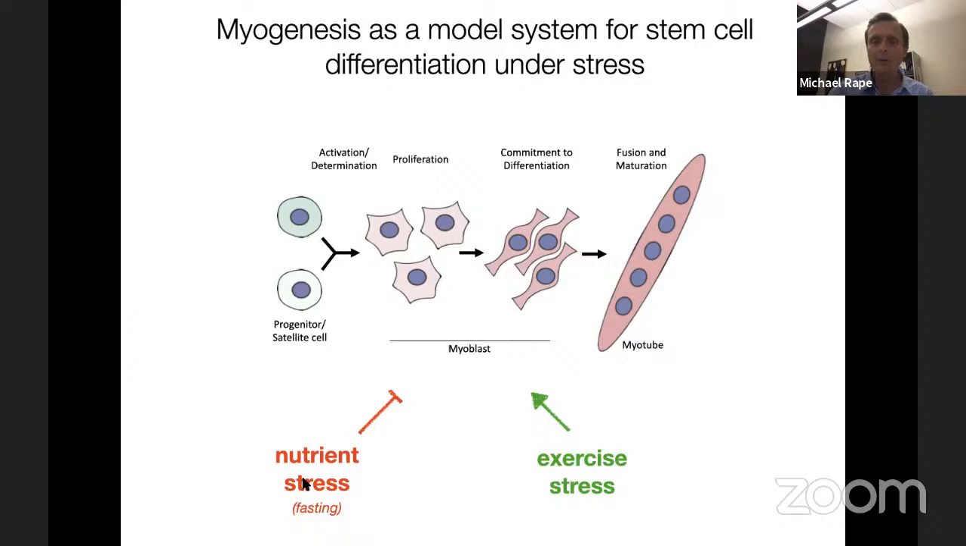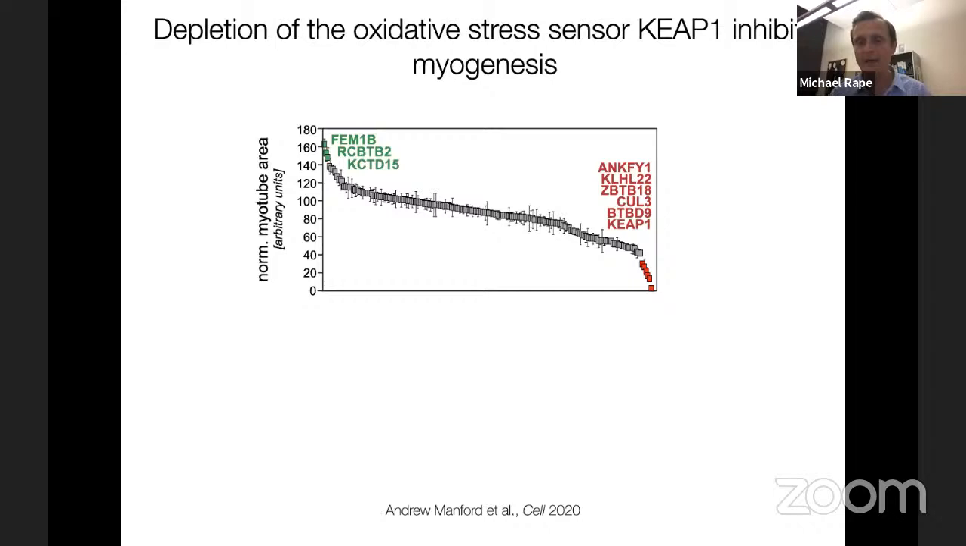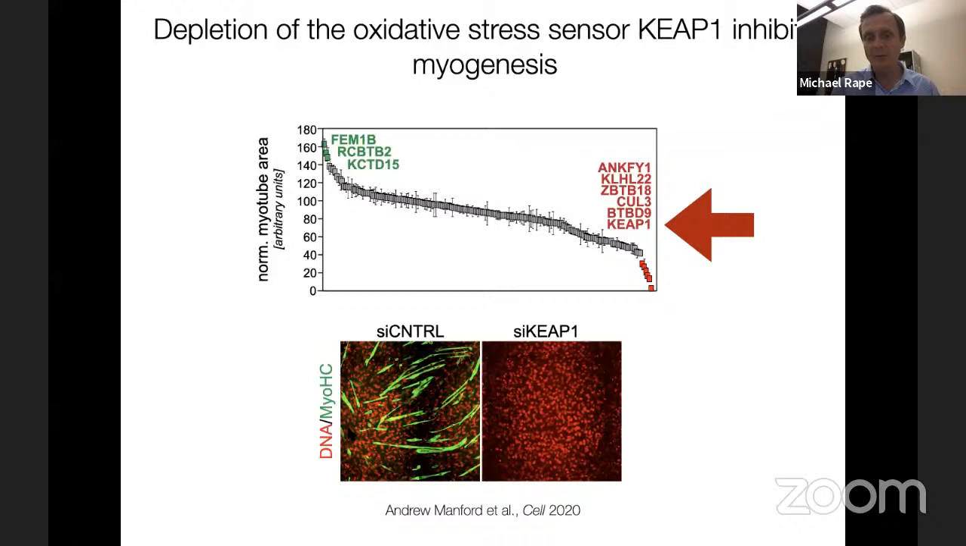So Andrew built an image-based screening platform, his RNAi screening platform, and he basically looked for enhancers or inhibitors of myogenesis. And because we are very narrow in our view of the world, we focused on E3 ligases or ubiquitylation enzymes in the screen. And we were really struck when we found KEAP1, this oxidative stress sensor, as a very strong positive regulator of myogenesis. So if you lose KEAP1, you don't get myotubes. And that's shown here. Myotubes are shown in green that we can make in vitro. And if you don't have this oxidative stress sensor, there's really no myotube.